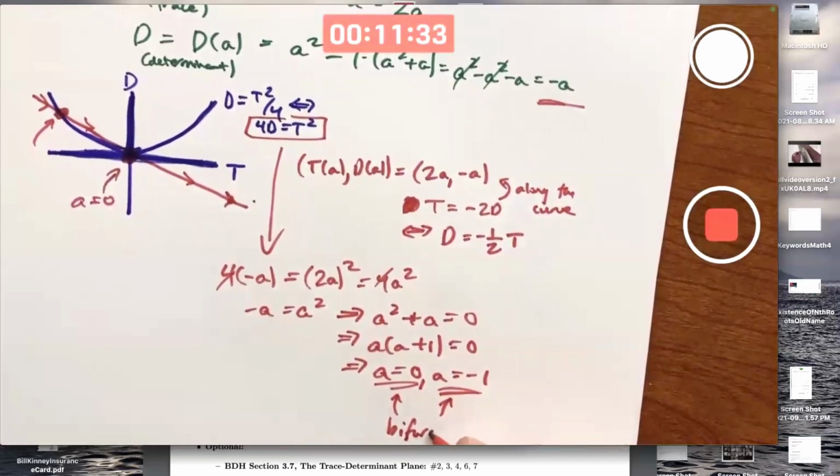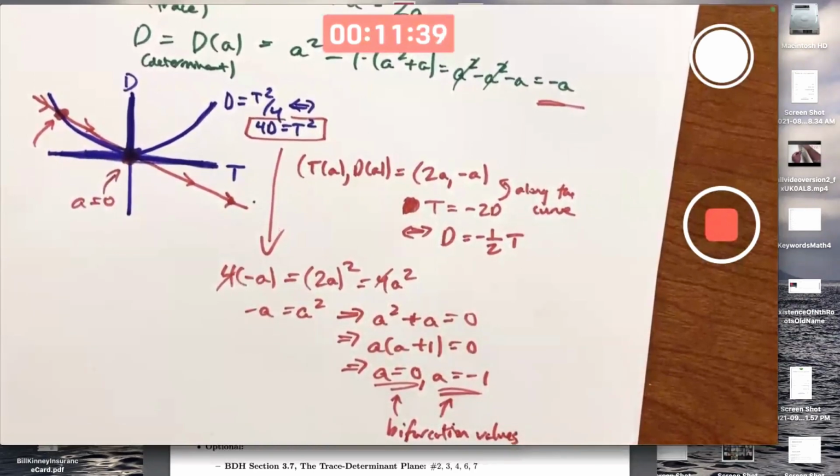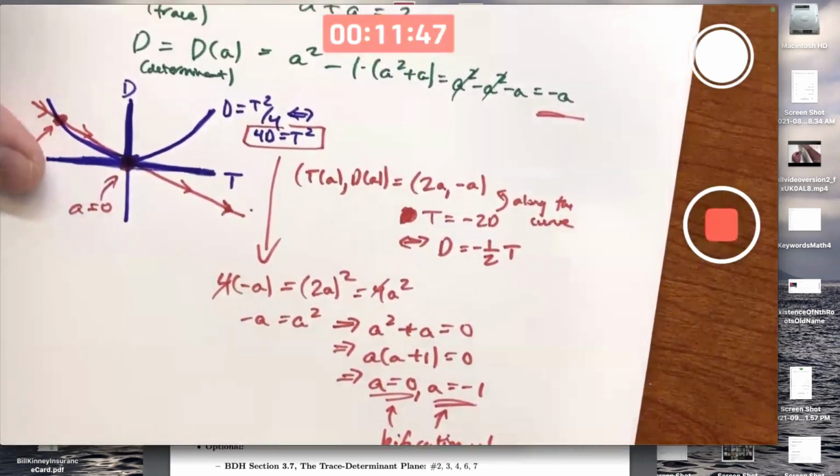Bifurcation points or values, it doesn't matter which word you use. I forgot what the book says, values or points. They say values. Okay.